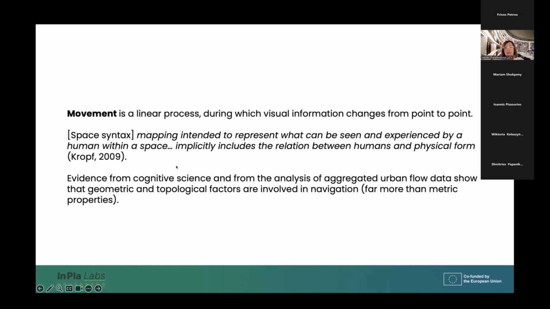These factors are involved in navigation much more than metric properties. So it's not about distance, it's about how we understand distance in relation to visual information that is afforded to us by the spatial configuration. So we do try as humans to minimize distance, but we also try to straighten the lines in front of our eyes, the lines of sight. And we will see examples of that.